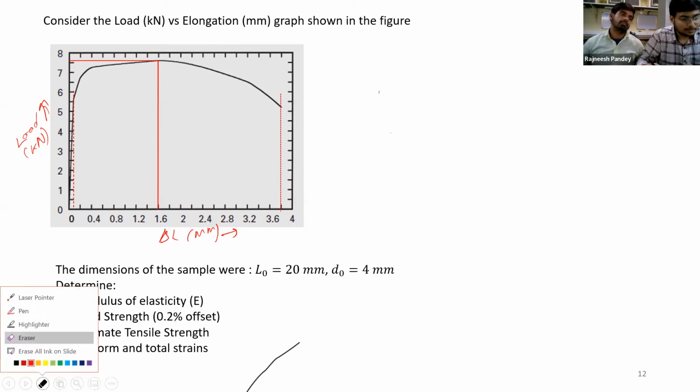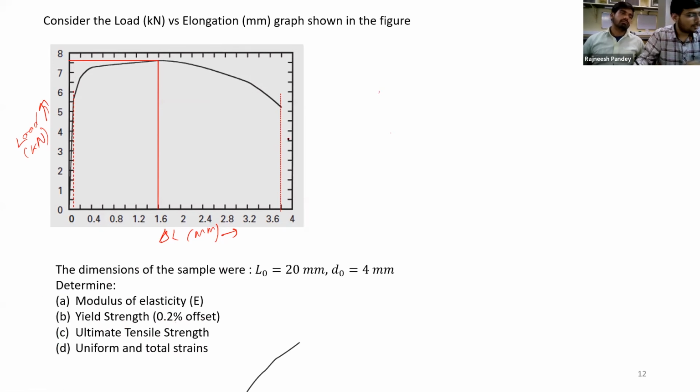Okay, so for the modulus of elasticity, we will have to restrict ourselves to the elastic regime, or the elastic part of this curve. In the elastic part, we'll have to take the slope of this elastic line. Not for this curve, we'll have to do it for the engineering stress strain curve, and the shape will be exactly similar to this, only the values will be in terms of stress and strain.